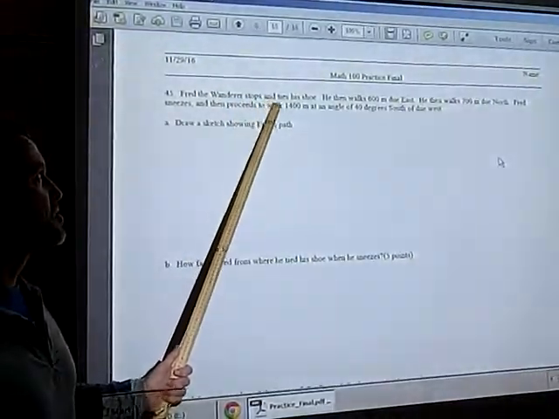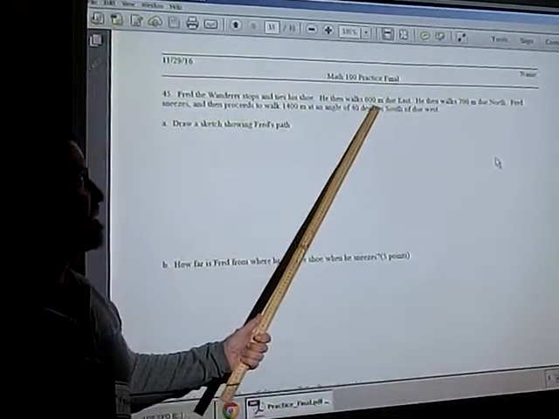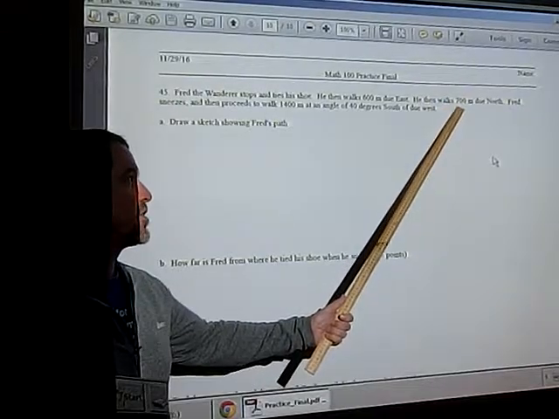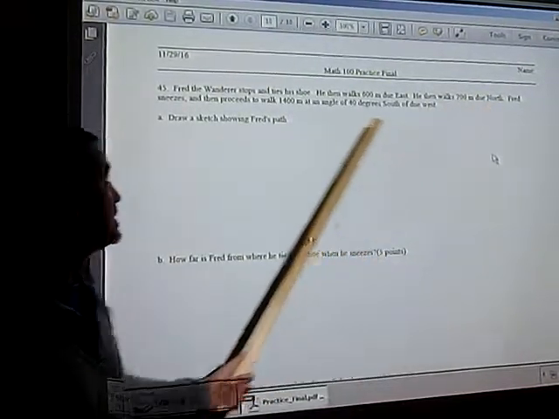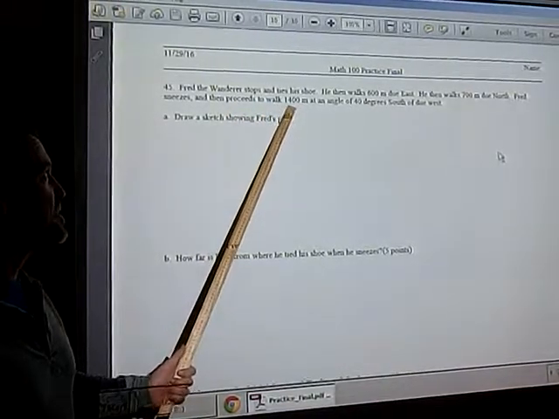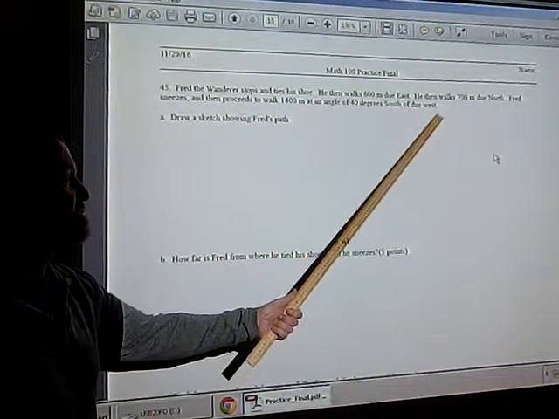Fred the Wanderer stops and ties his shoe. He then walks 600 meters due east. He then walks 700 meters due north. Fred sneezes and then proceeds to walk 1,400 meters at an angle of 40 degrees south of due west.